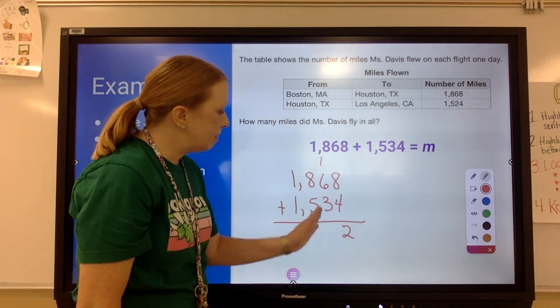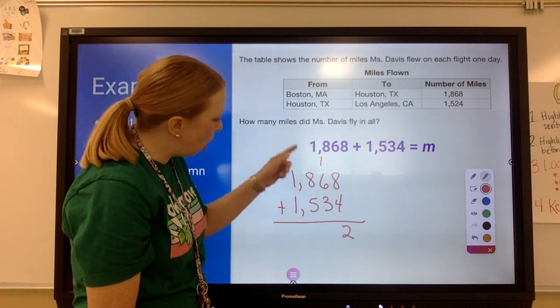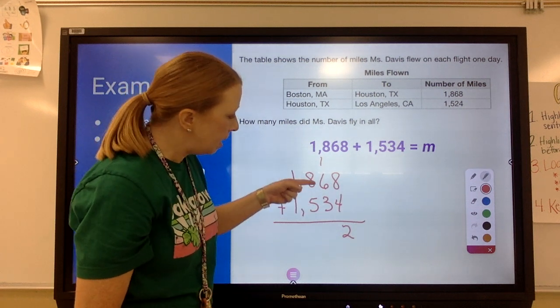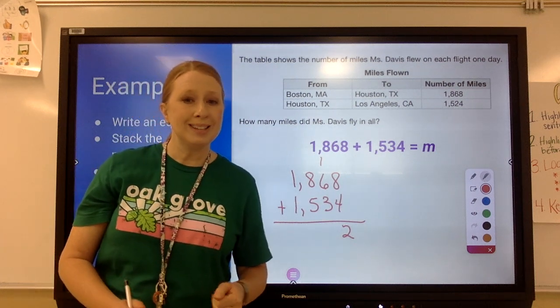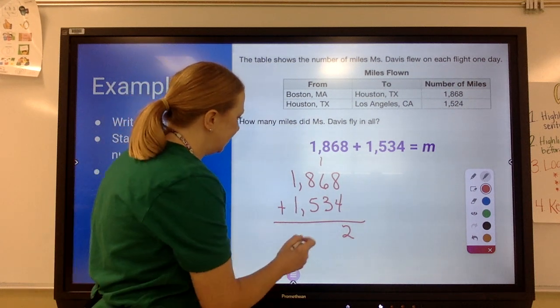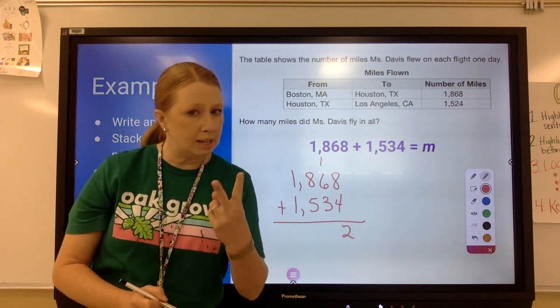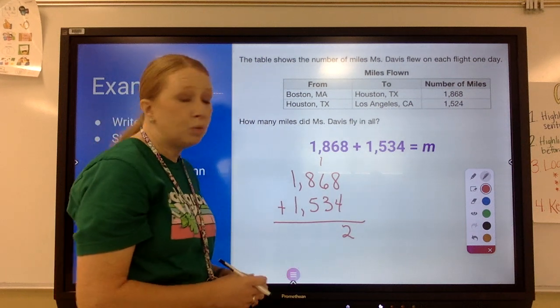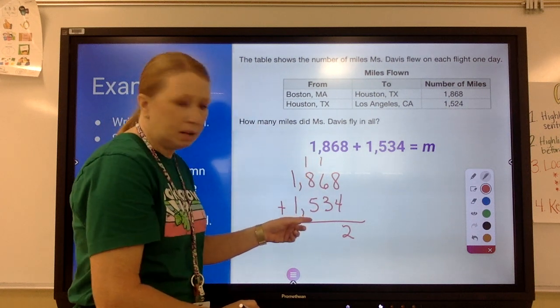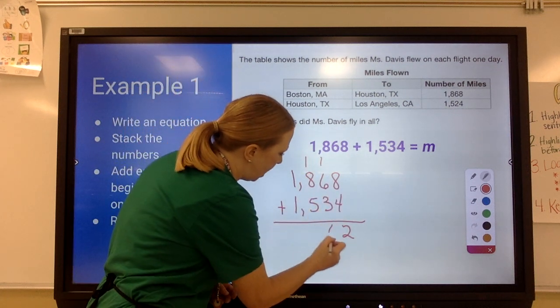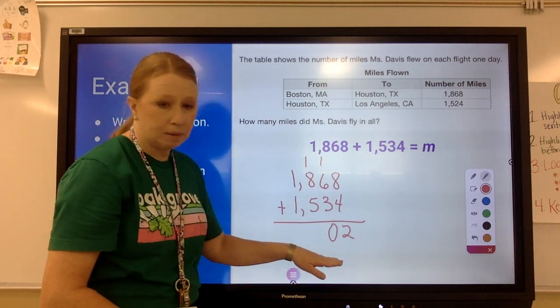Now I'm going to go to my tens column. I'm adding up all of these numbers. 1 plus 6 plus 3. And we know that is what, boys and girls? You got it. It is 10. So again, 10 is a 2-digit number, so I have to regroup. I'm going to put my 1 over the next column and put my 0 right underneath in my tens column.